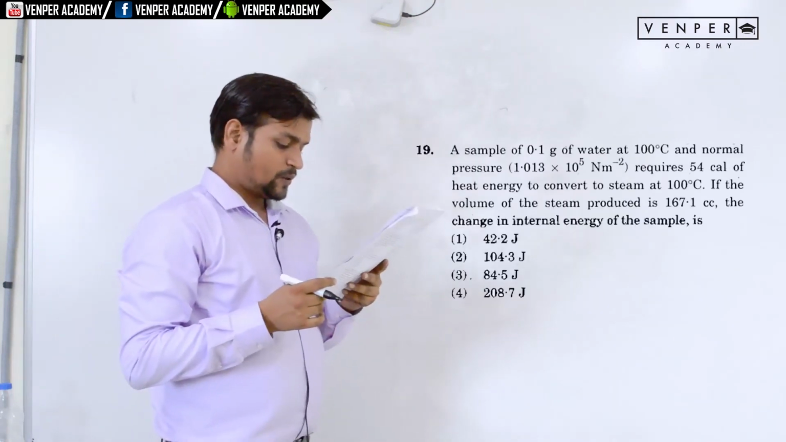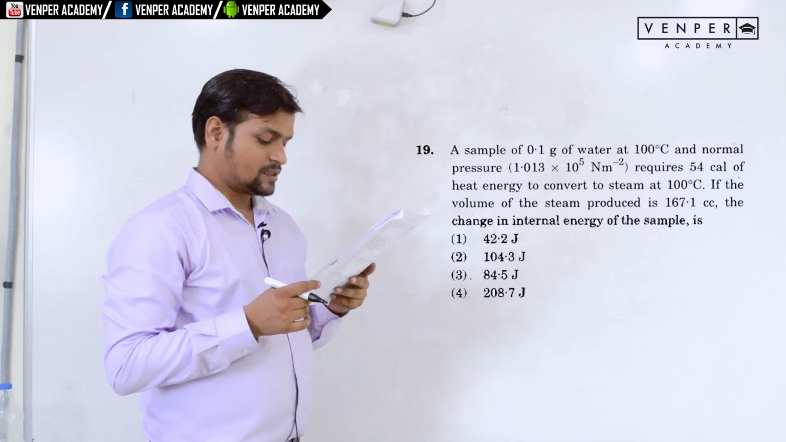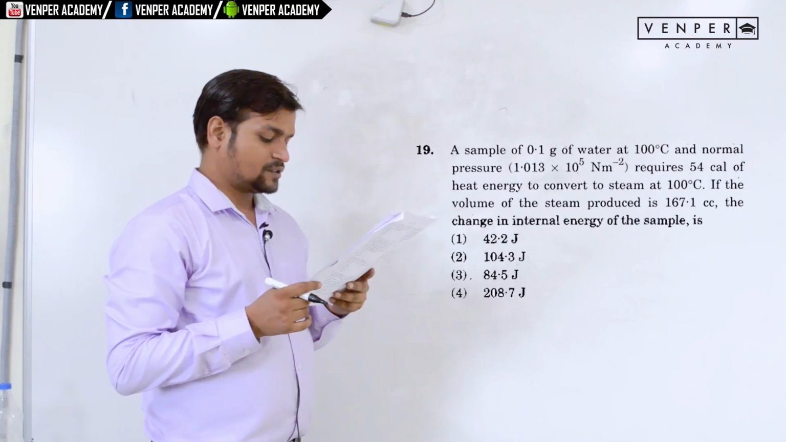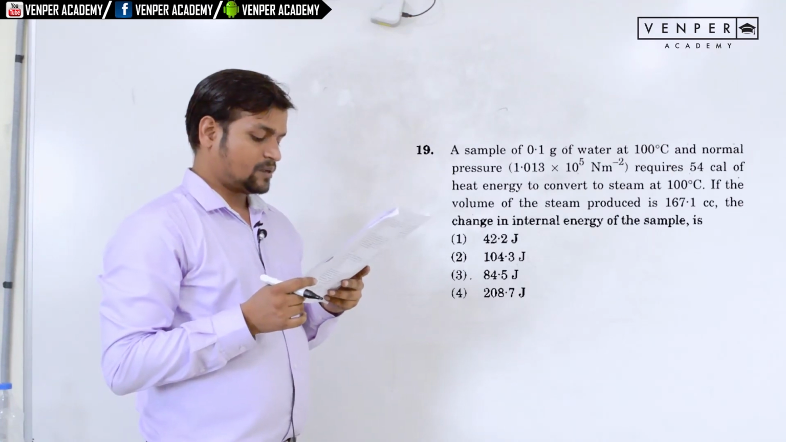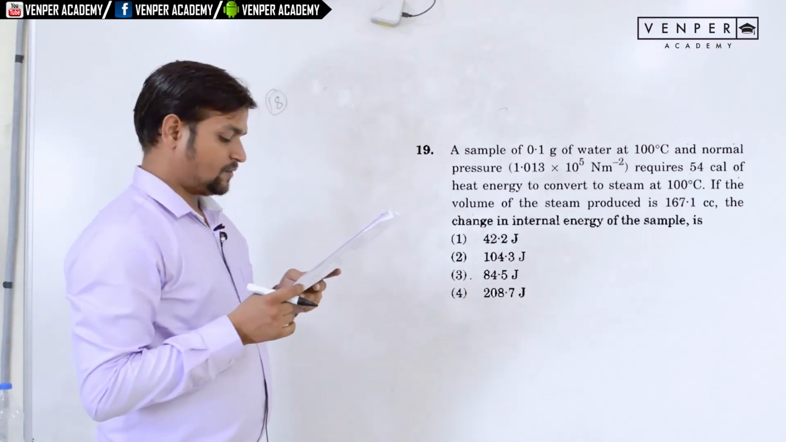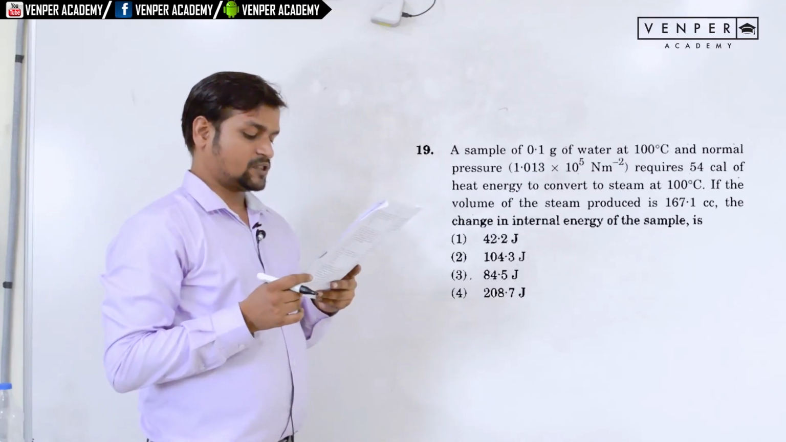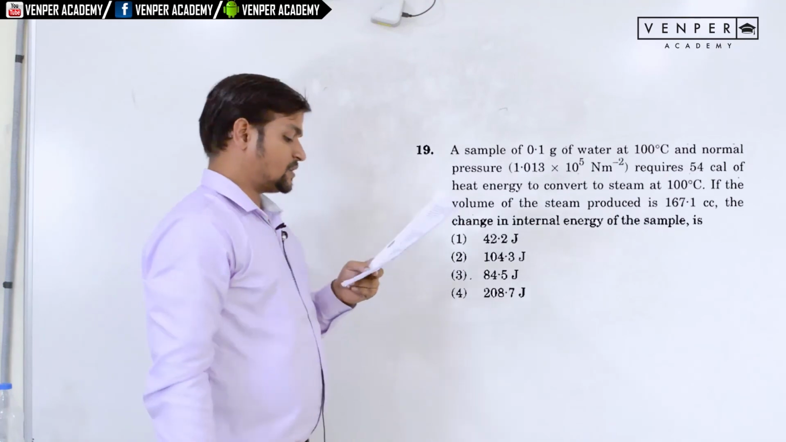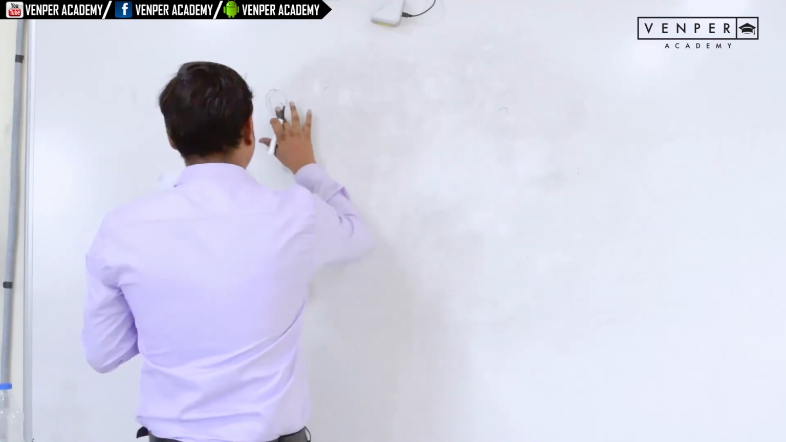A sample of 0.1 gram of water at 100 degrees Celsius and normal pressure requires 54 calorie of heat energy to convert to steam at 100 degrees Celsius. If the volume of the steam produced is 167.2 cc, the change in internal energy of the sample is. Okay.